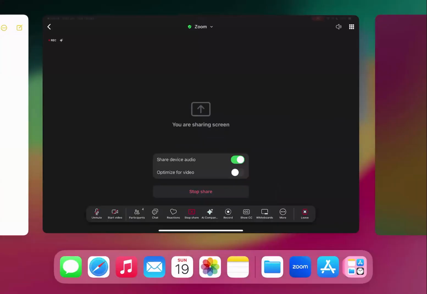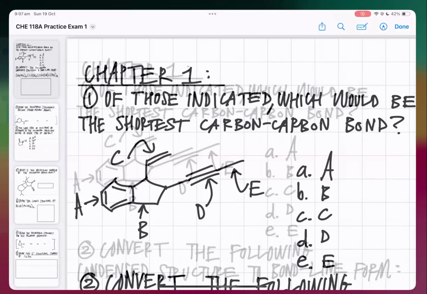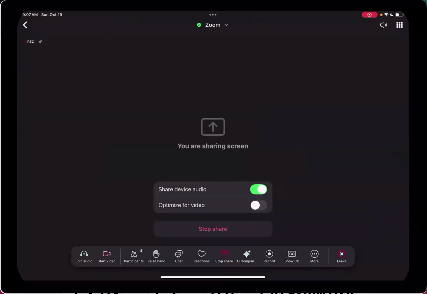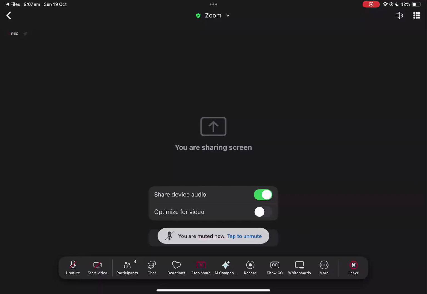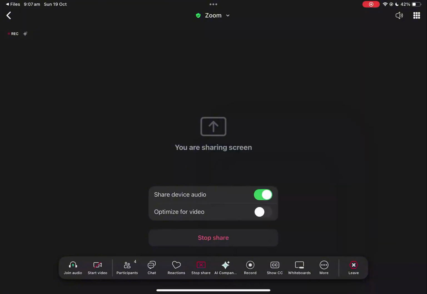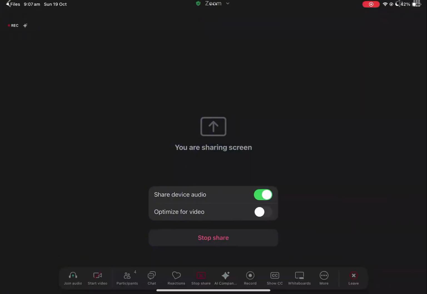Okay, I'm back and I see your screen. Okay, awesome. Wait, why is the audio going twice? Oh yeah, go to Zoom on the app and then click the more button, the three dots, and then disconnect audio. Oh, okay. Yeah, that works. There you go.